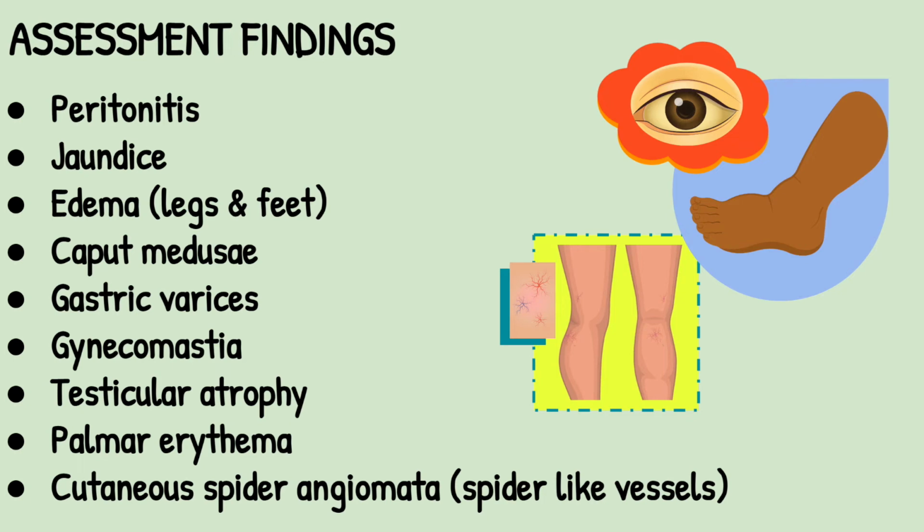Also, remember we said that the ability to metabolize hormones is impaired in cirrhosis. So, since the liver cannot metabolize estrogen completely, male patients with cirrhosis may have gynecomastia, which is enlargement of the breast. They may also have something called testicular atrophy. The patient with cirrhosis may have tiny spider-like vessels, as well as palmar erythema, which is when the palms of the hands turn a bright red color. These symptoms are also related to the hormone dysfunction taking place in the patient's body.